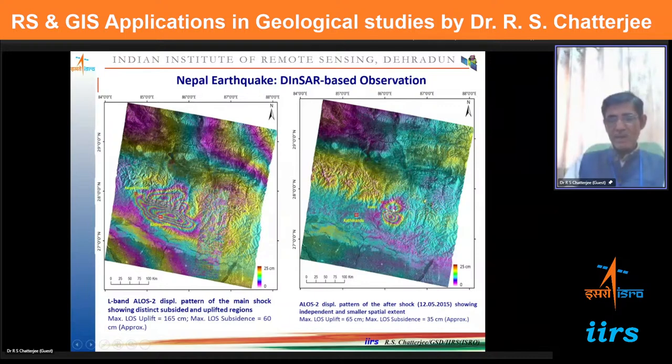So on the southern side and on the northern side, this subsidence is around 35 centimeters along the radar line of sight. This is the situation. From that, you can obtain this. What is the peak ground acceleration?